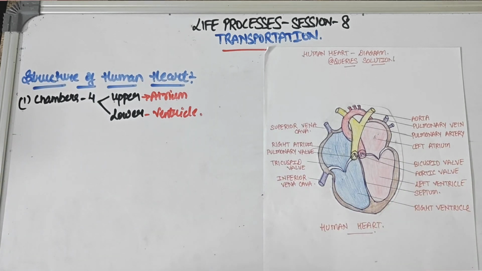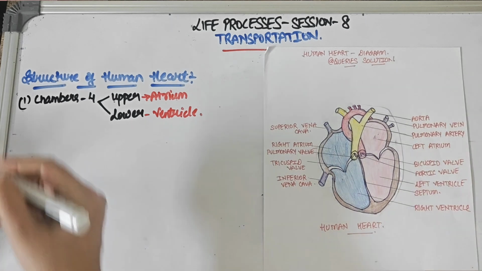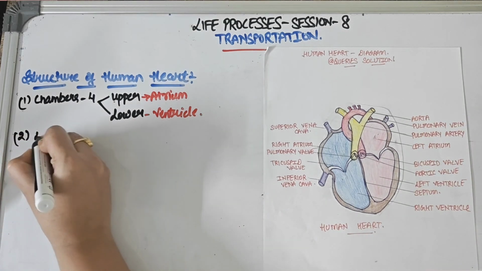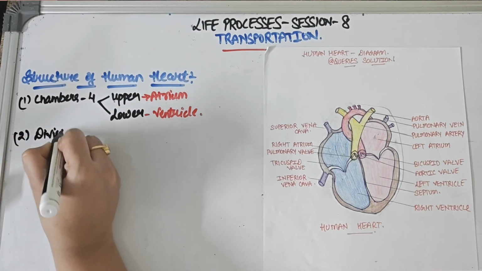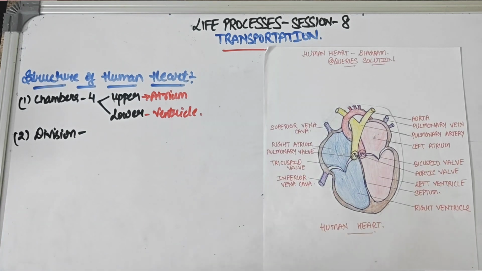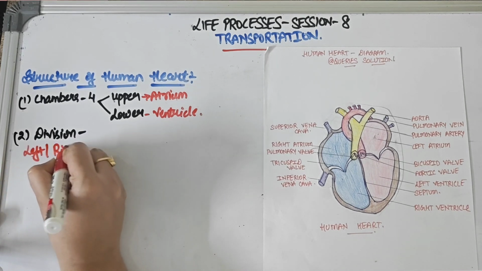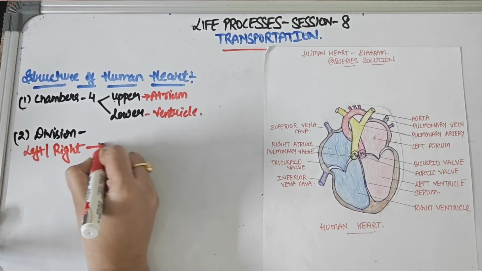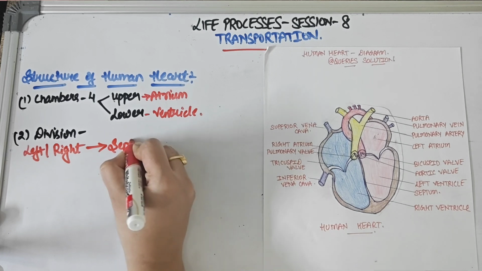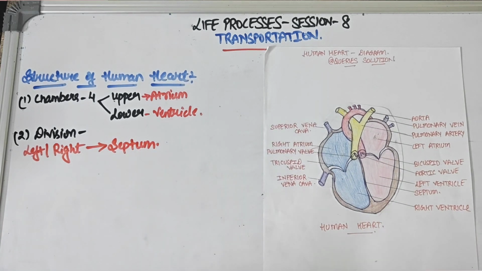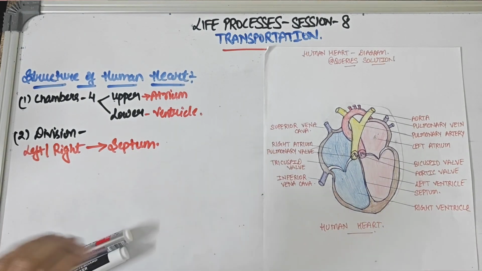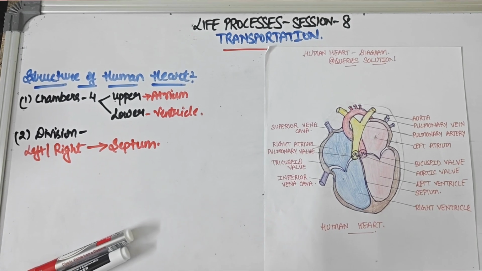Alright. Now, another important thing that we need to know about the human heart is the divisions. The human heart has divisions in it. And what are the divisions? Both the left and the right side of the human heart are separated by a structure known as the septum. So let me explain through a diagram what the septum is.